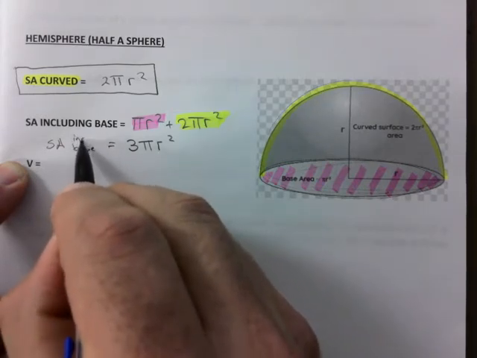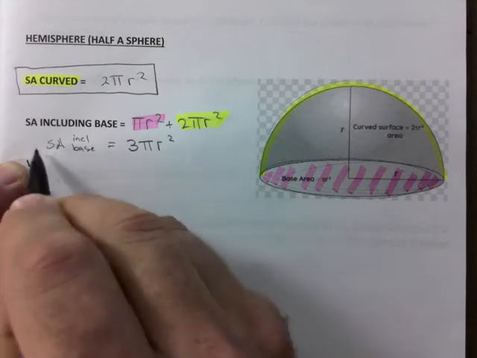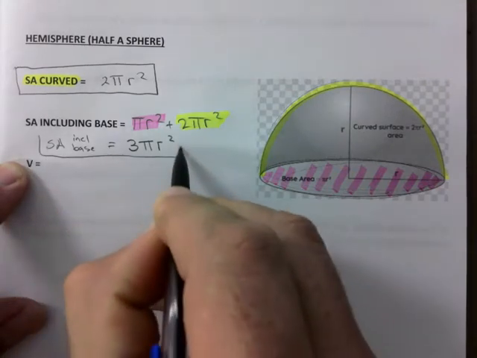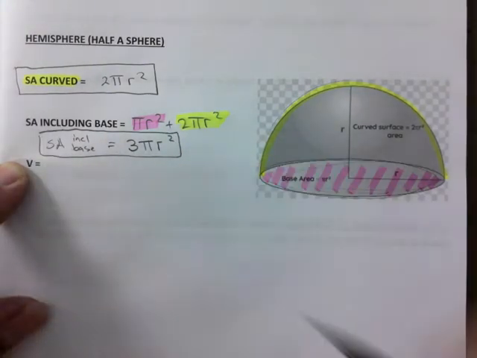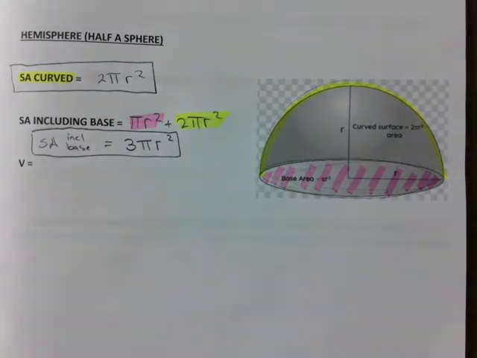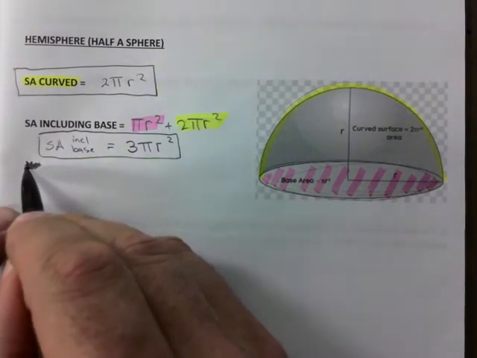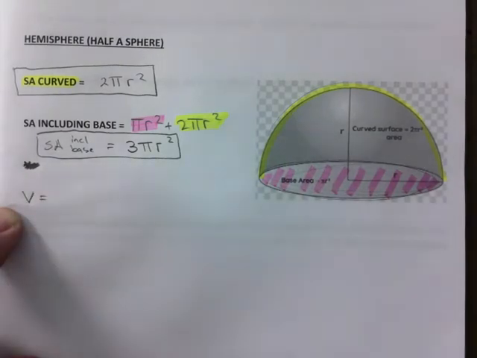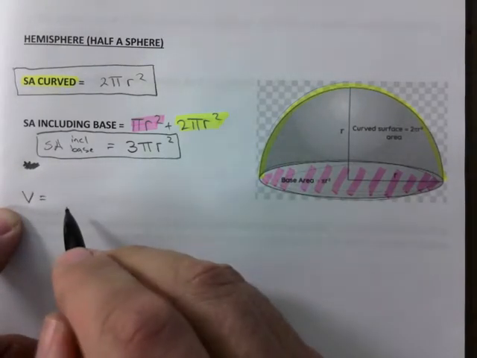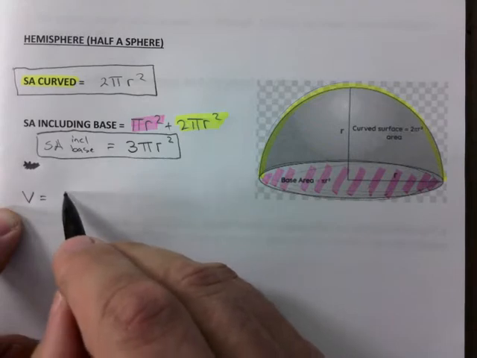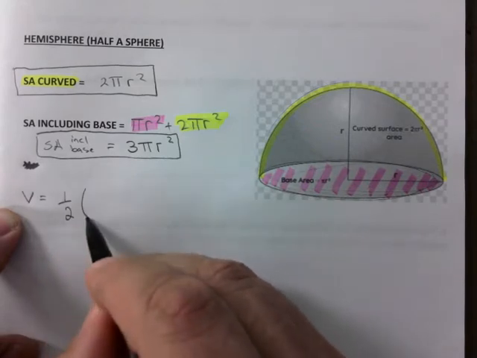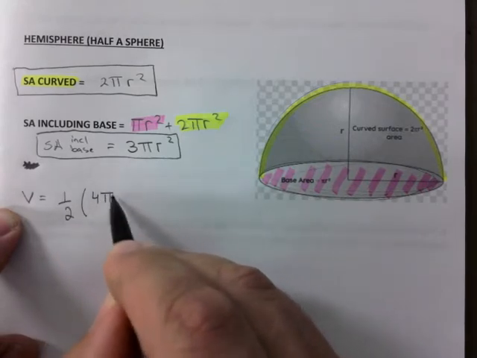I don't know what to call this. SA including base. There it is. It's 3 pi r squared. And then the volume kind of gets pushed aside there. So I'm going to scratch the volume there, give me some space. The volume would be half of what the volume used to be.